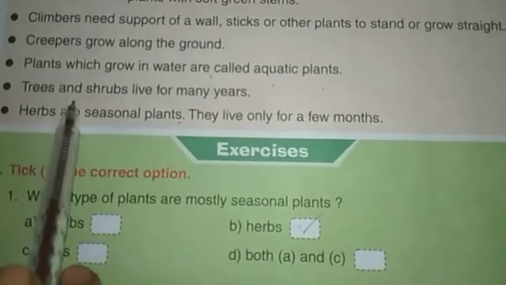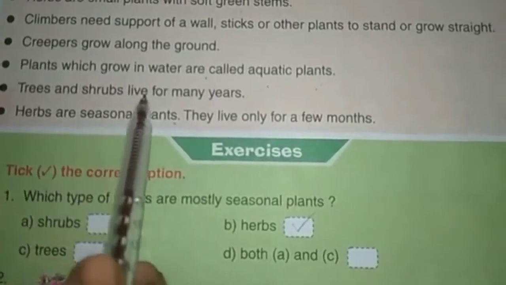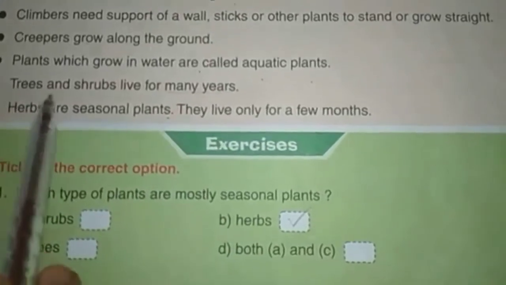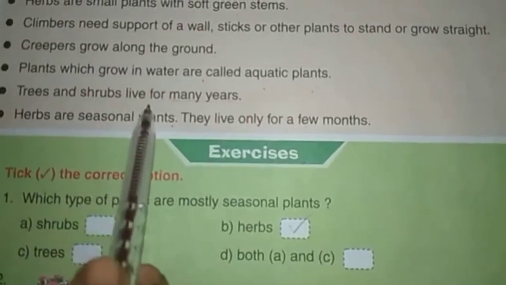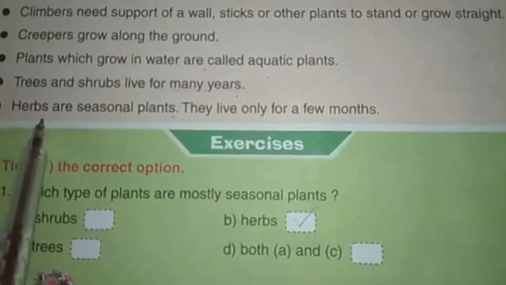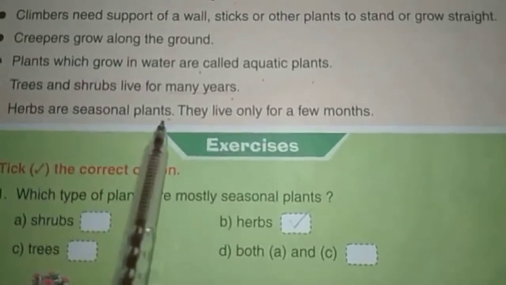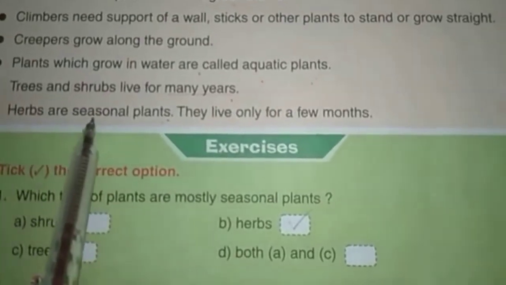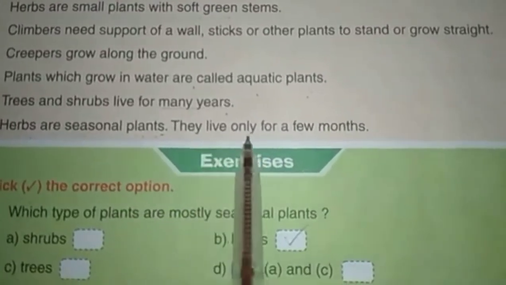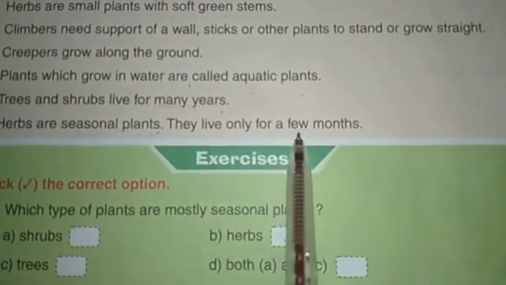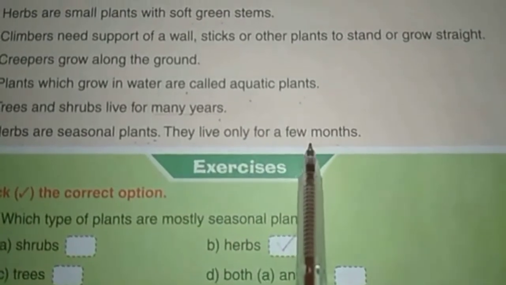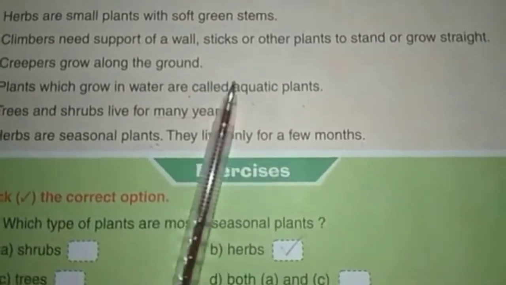Trees and shrubs live for many years. Herbs are seasonal plants. They live only for a few months.